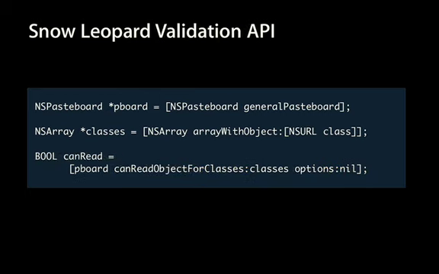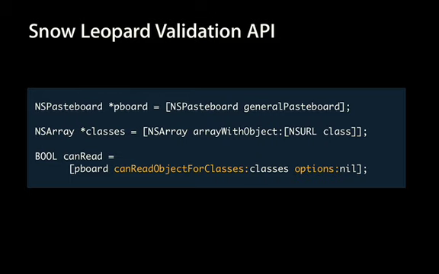So there's one little change. Instead of reading the objects, we just ask if we can read objects for classes. Again, get the pasteboard. The first 2 lines are exactly the same. Specify some classes, and then ask if we can read. And again, with these 3 lines of code, you can potentially look for everything that your application is interested in without necessarily iterating through all the pasteboard items to check and that sort of thing.